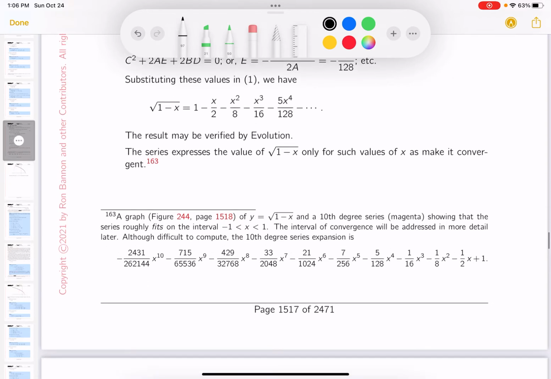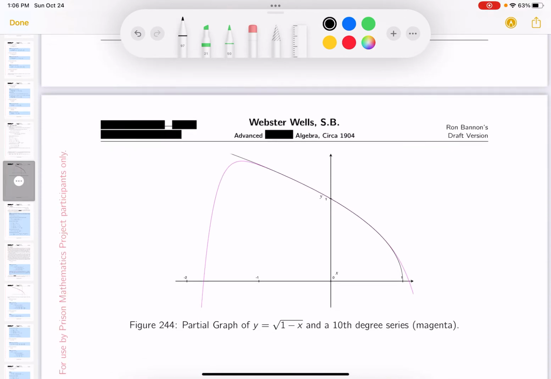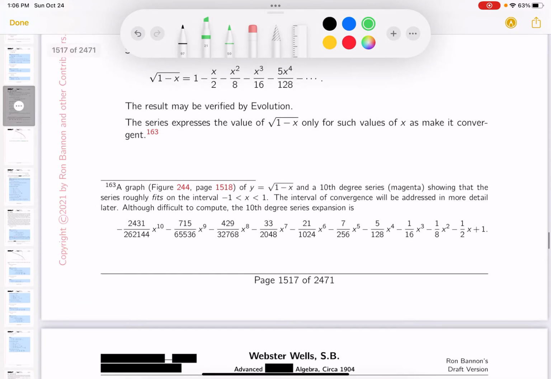What I want to claim over here when you do it is that I graph two things for you, and I want to point out what I'm graphing. I'm graphing both this and a 10th degree series. What do you mean, 10th degree series? This is the series over here. So for the 10th degree, I'm going to just trace it out. I graph this thing over here.